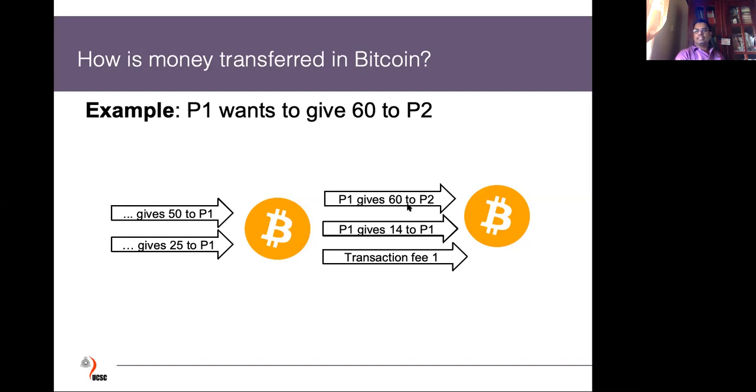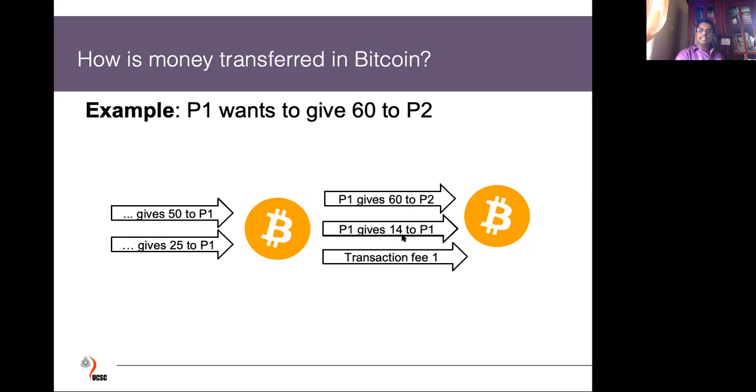Then after giving 60, he has 15 left. So he has to write a transaction to the network saying P1 gives 14 to P1. So then one goes to the transaction fee, maybe to the miner. Some miners would like to receive a transaction fee in addition to the rewards they are getting. So P1 says, I write 14 to P1 itself.